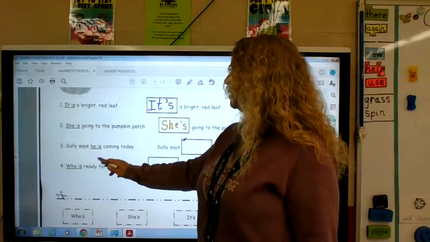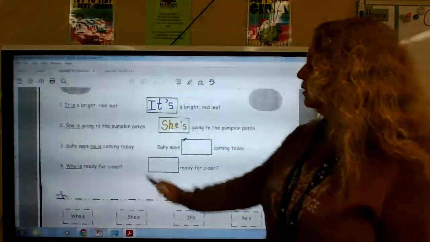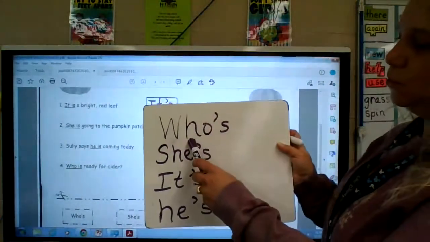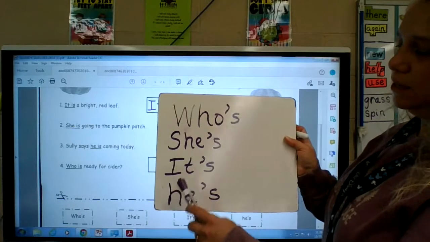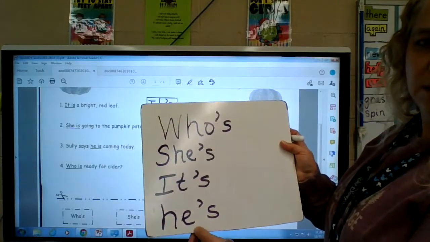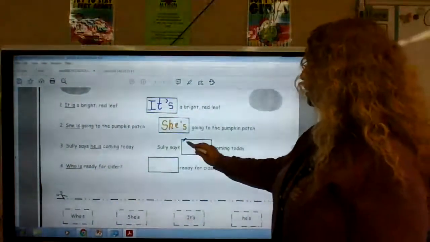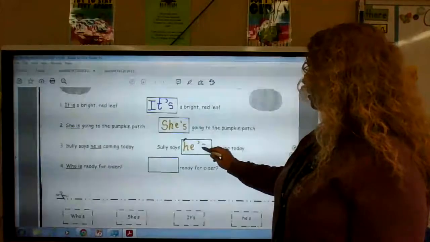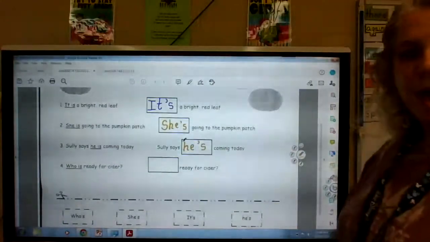Sully says he is coming today. He is becomes what? Whose, she's, it's, or he's. Right. He's, right. Sully says he's coming today. Has that apostrophe S.